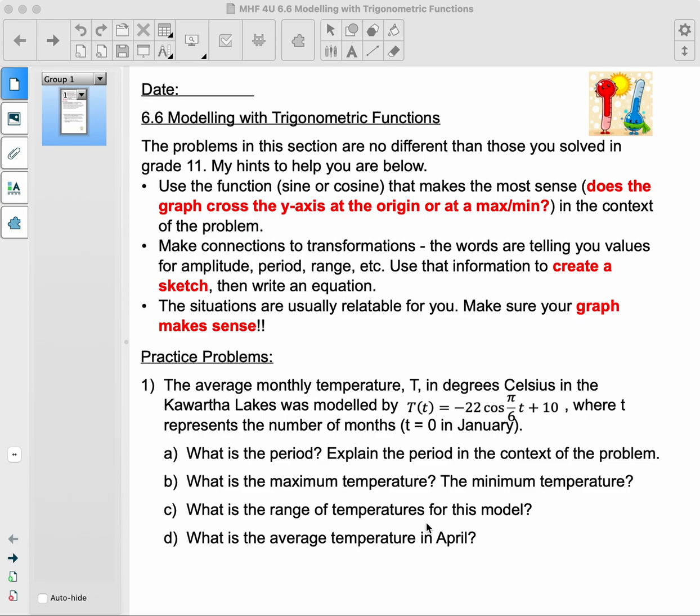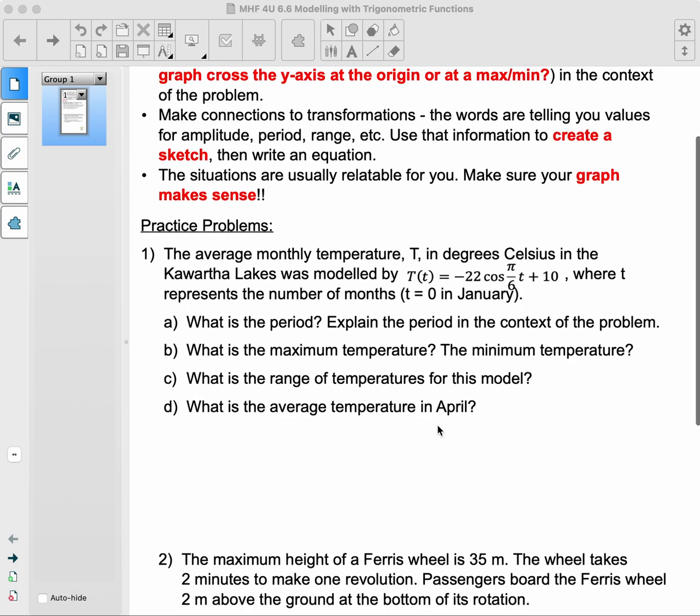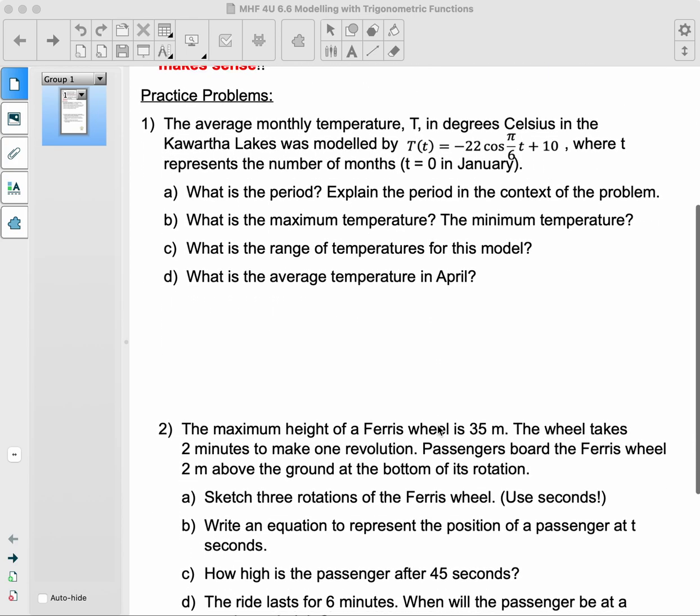If you can use a cosine function without a phase shift, do that. Your textbook will do a sine function with a phase shift. Why? Okay, so do what makes sense in the context of the question. So there's two practice questions here that are similar to textbook questions. I'll run through them. You guys can try them first and then come back, whatever makes you happy. And then hopefully that'll help you a little bit if you're getting stuck.